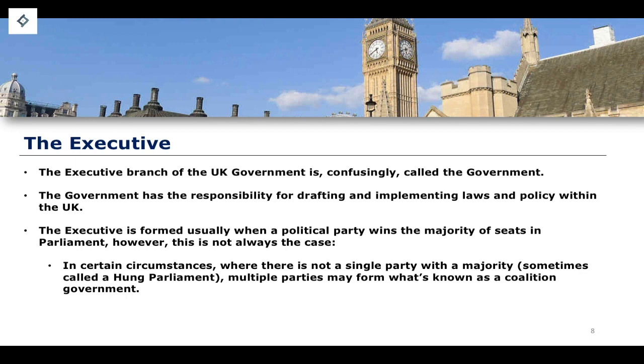Compare this again to the United States, where de facto they have a two-party system. There are other parties that are allowed to run, but they don't get a look in. For the most part, you are either going to vote for the Republicans or you're going to vote for the Democrats.